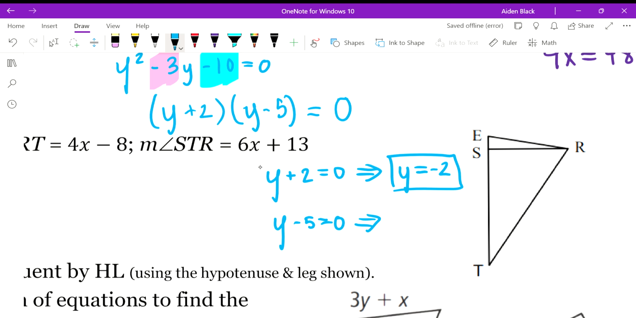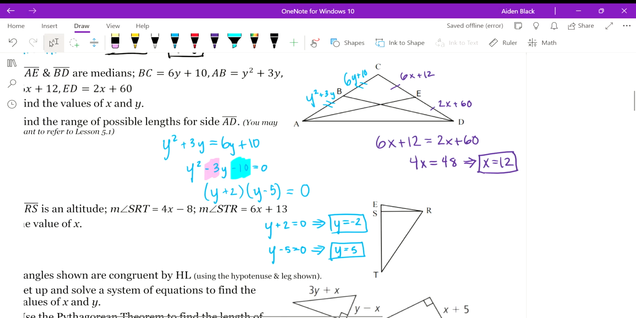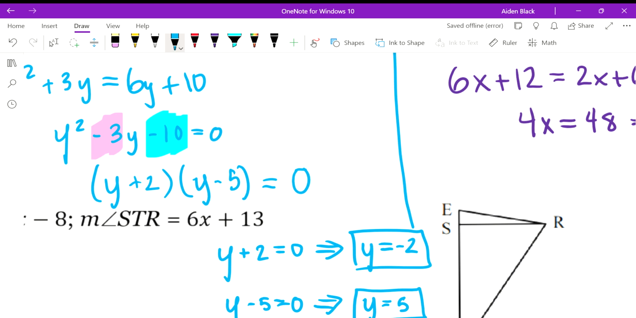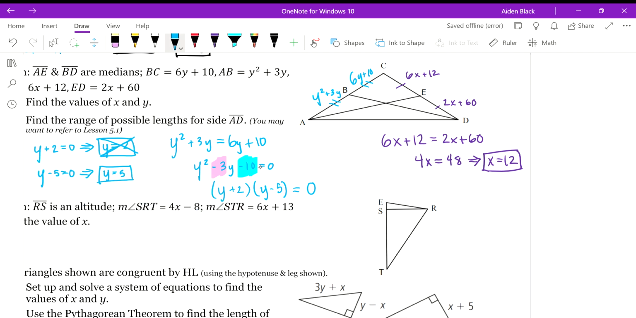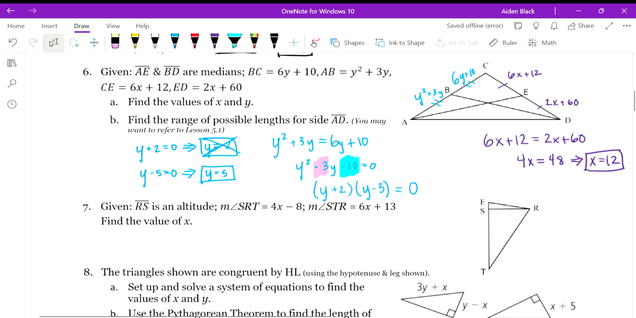Here we have, let's go back to blue, y equals positive 5. Okay, those are your two solutions for y, but if you plug in negative 2 here, for 6y plus 10, you get negative 12 plus 10, which is negative 2, and our segments can't be negative. So what I would do is just cross this out. Cool. Put this right here. So we found the values of x and y.